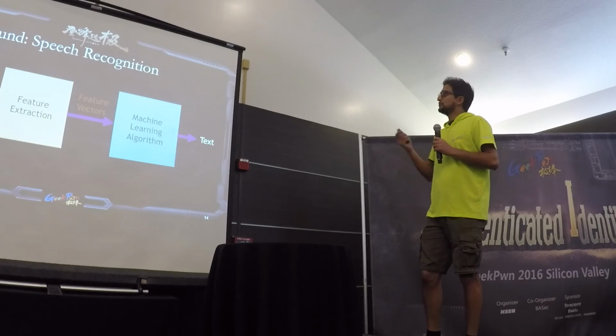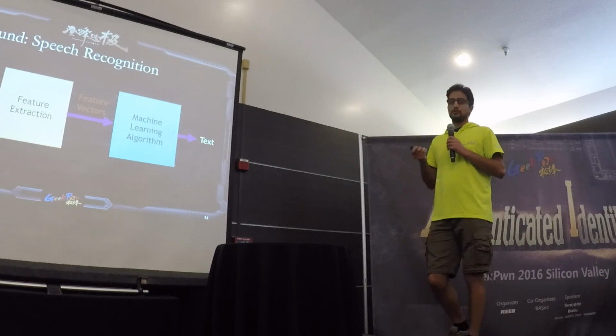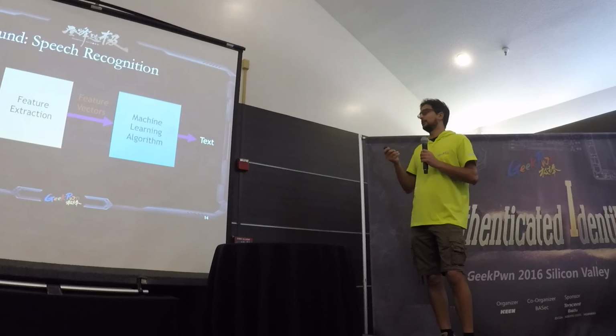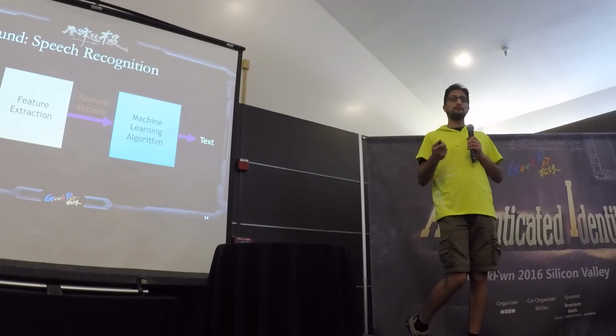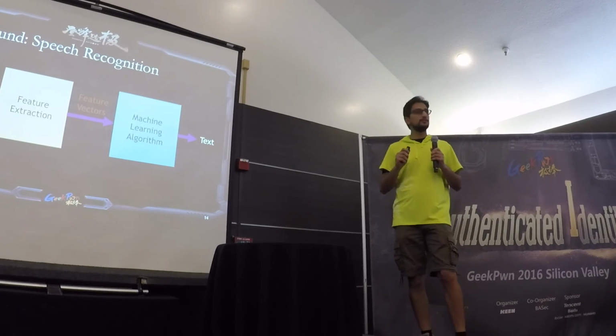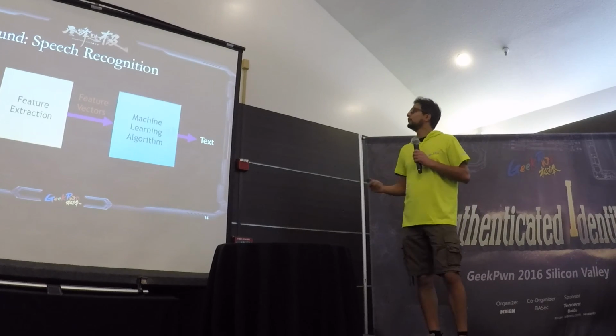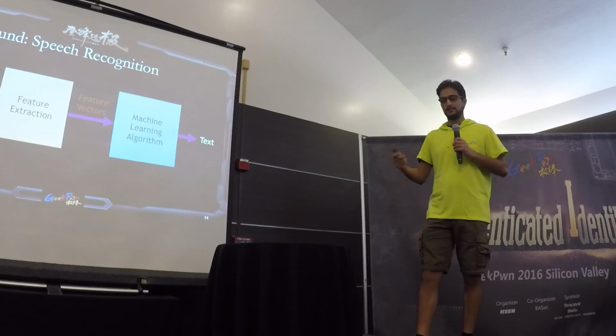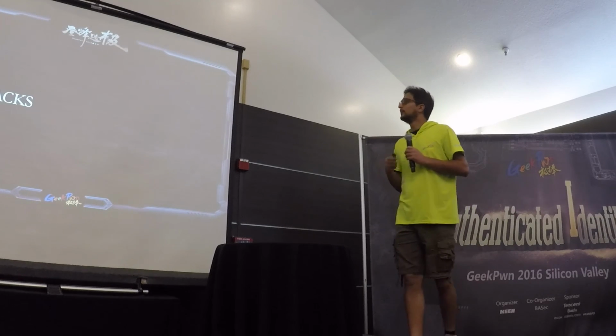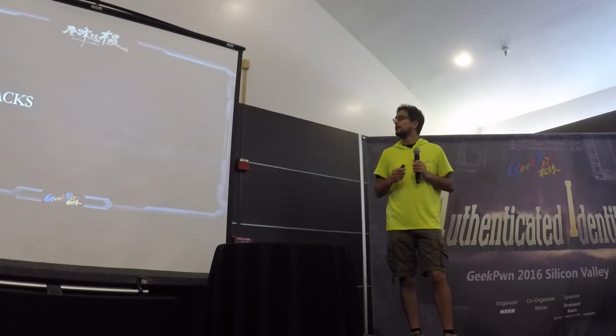So now the speech recognition looks something like this. You have an input audio and take a feature, then pass it to a feature extraction step, which then gives you some feature vectors, and then you feed those feature vectors to your machine learning algorithm, which will then produce the corresponding text. So this was the background. Now let's talk about attacks.